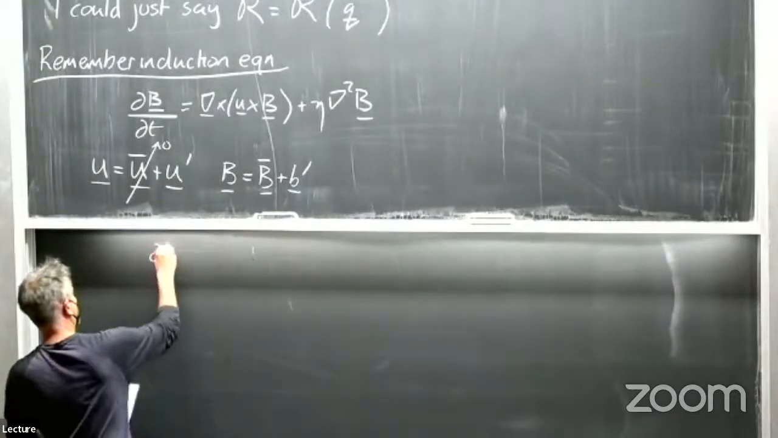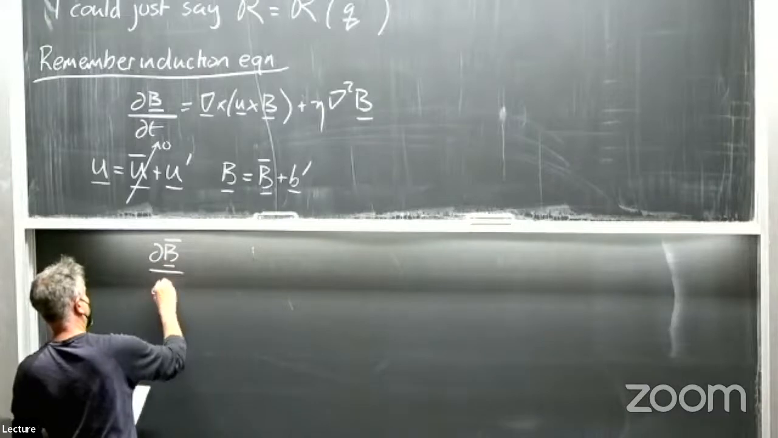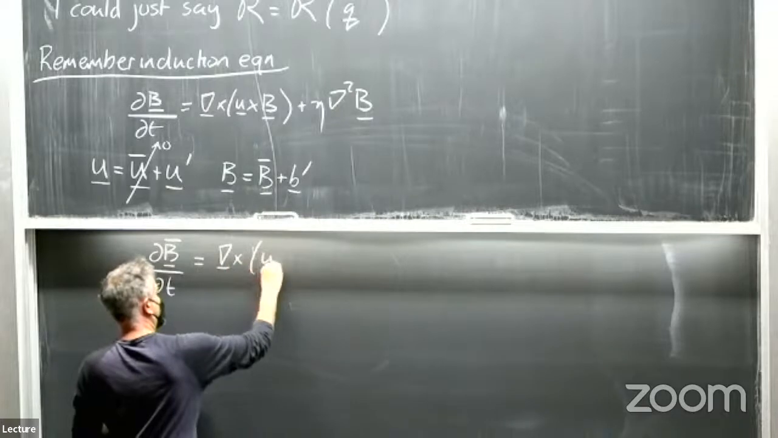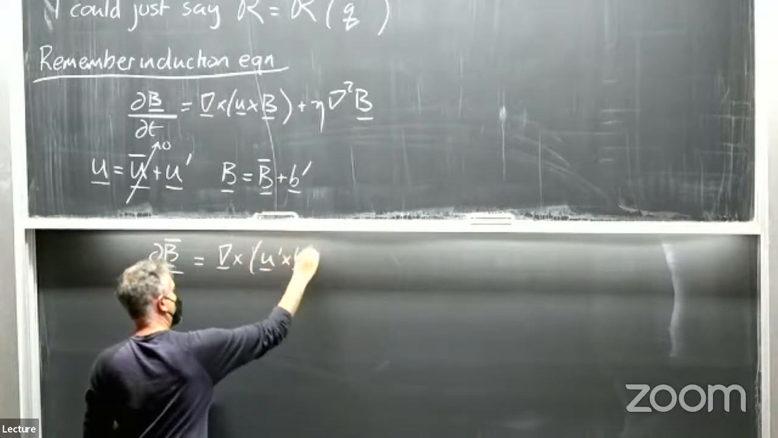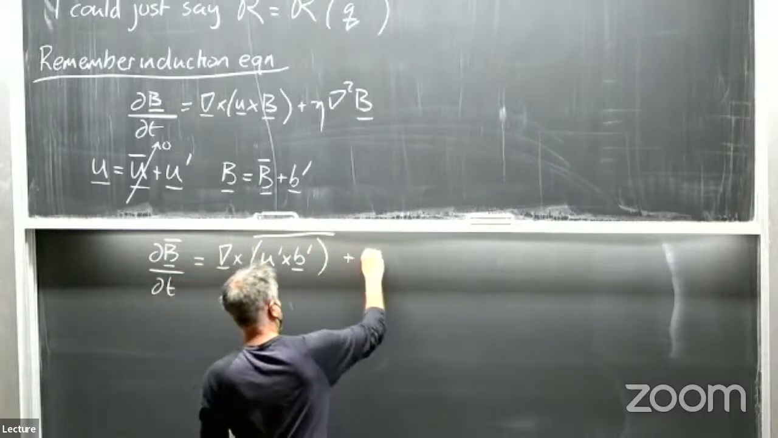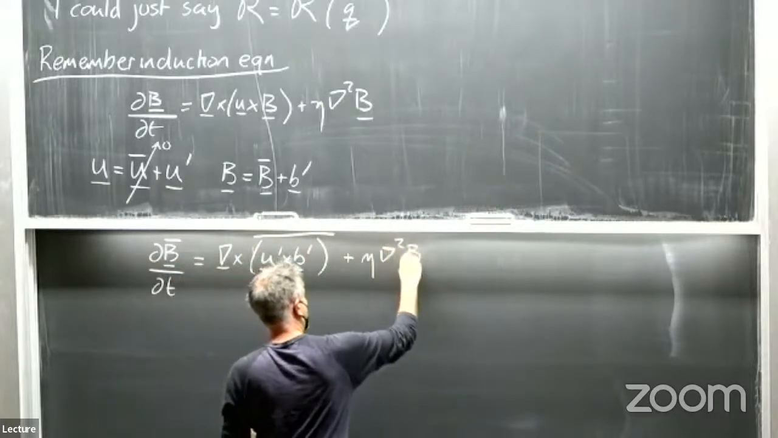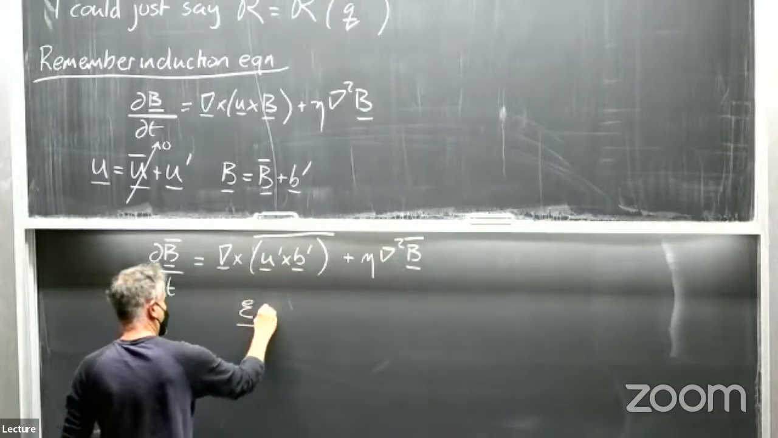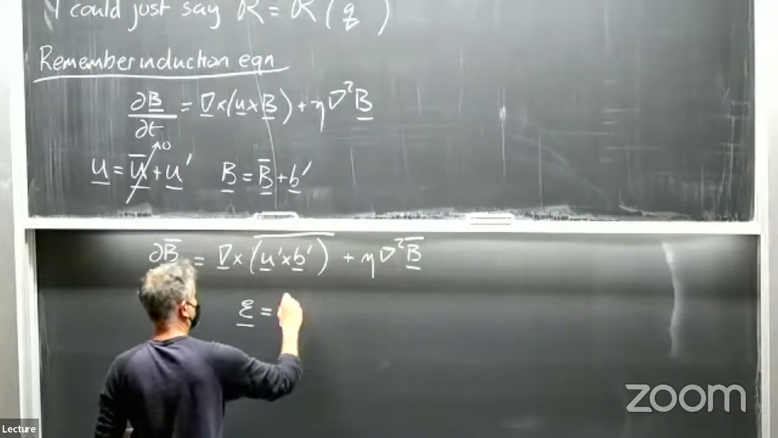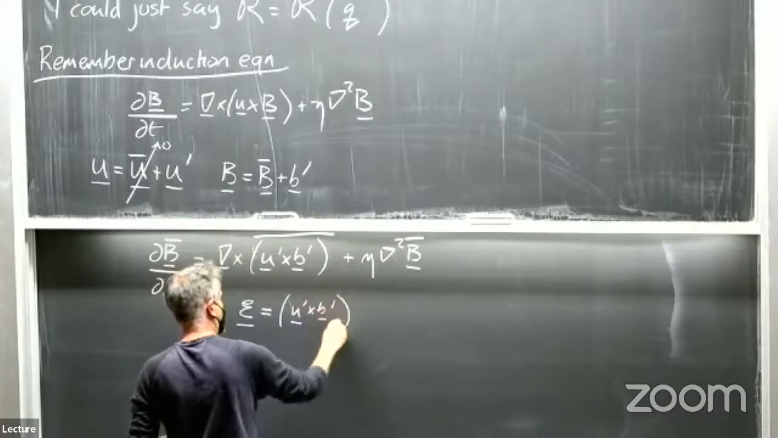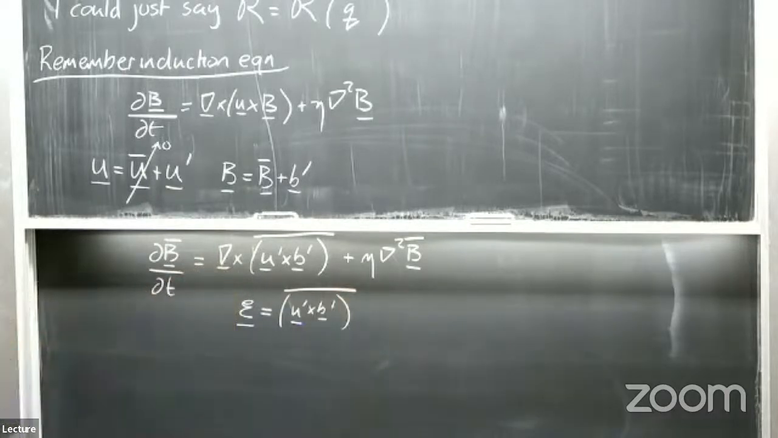So I get this. This is the term we're interested in. And I'm going to call this thing E, which is what I call curly R in the general case. U prime cross B prime bar. Okay, and that's the mean electromotive force.